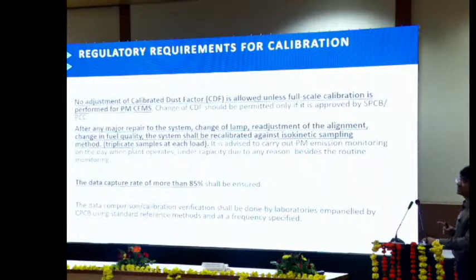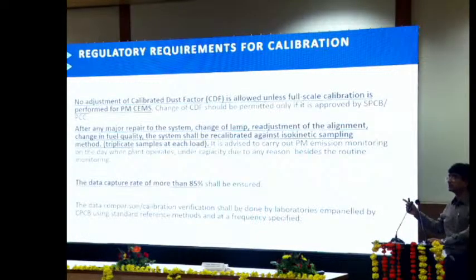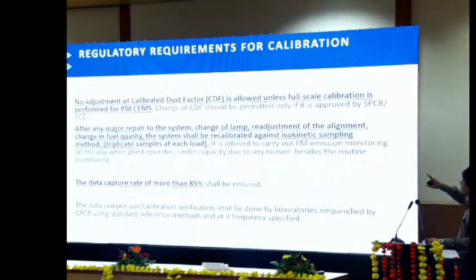Adjustments of calibration dust factor, CDF, what they have said. What is CDF? Calibration dust factor. What we have done at the dust concentration, they say it is a CDF, calibration dust factor, which needs to be put into the CEMS, and then it will start giving you the values. And no adjustment is allowed unless full scale calibration is performed for PMMs. Change of CDF should be permitted only if it is approved by State Pollution Control Board or Pollution Control Committee.